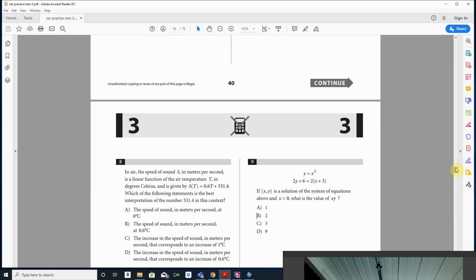Because the temperature, you're just adding that temperature difference to the thing at 0. And even if it's negative, then you'd be subtracting from it.